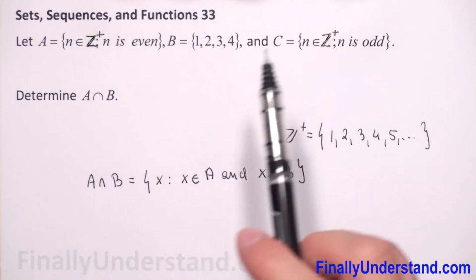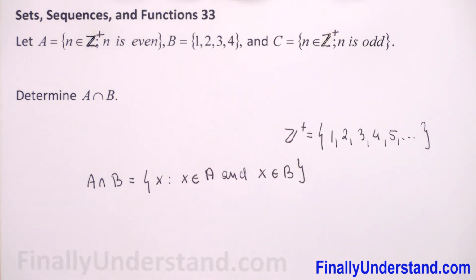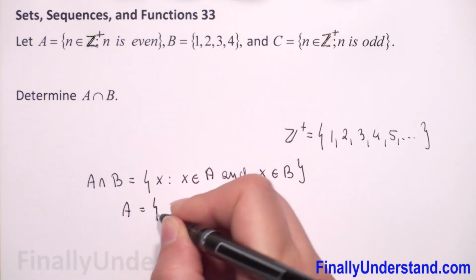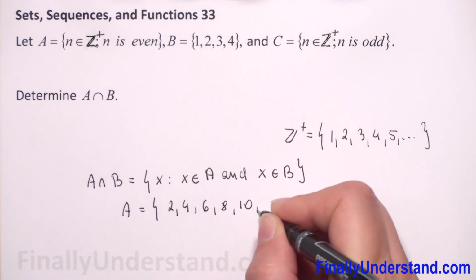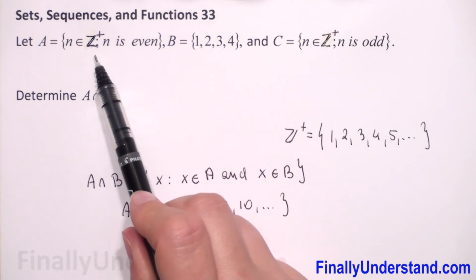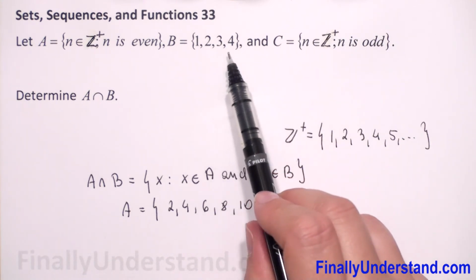So first, let me remind you even and odd number. We know that any integer, not a fraction, that can be divided exactly by 2 is even. So we can write that set A has elements 2, 4, 6, 8, 10, and so on. So any integer that can be divided exactly by 2, and in this example we have to choose only positive integers. And the B has elements 1, 2, 3, 4.